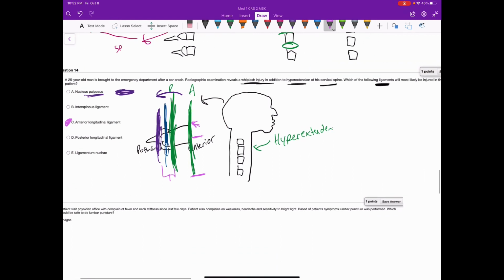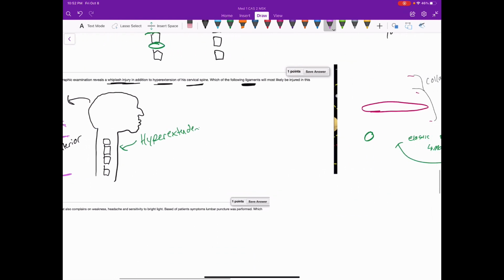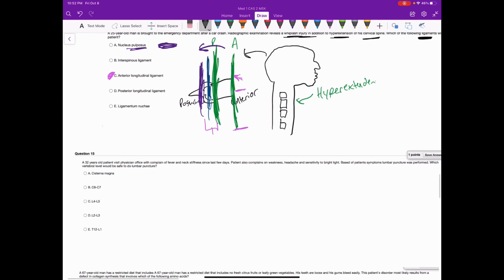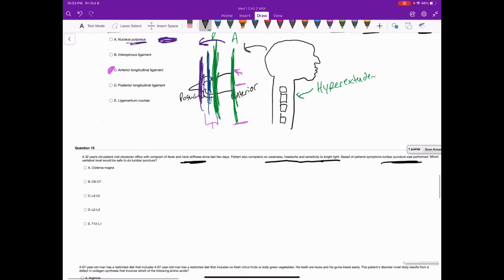Now, what else could we talk about? We could talk about question 15. A 32-year-old patient visits his primary physician with complaint of fever and neck stiffness. So something's wrong with his neck. Patient complains of weakness, headache, and sensitivity to bright light. Based on the symptoms, a lumbar puncture was performed.